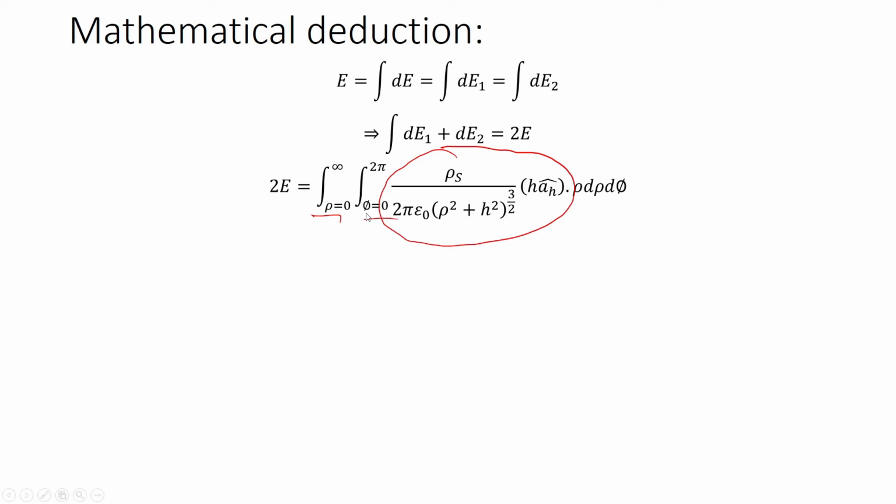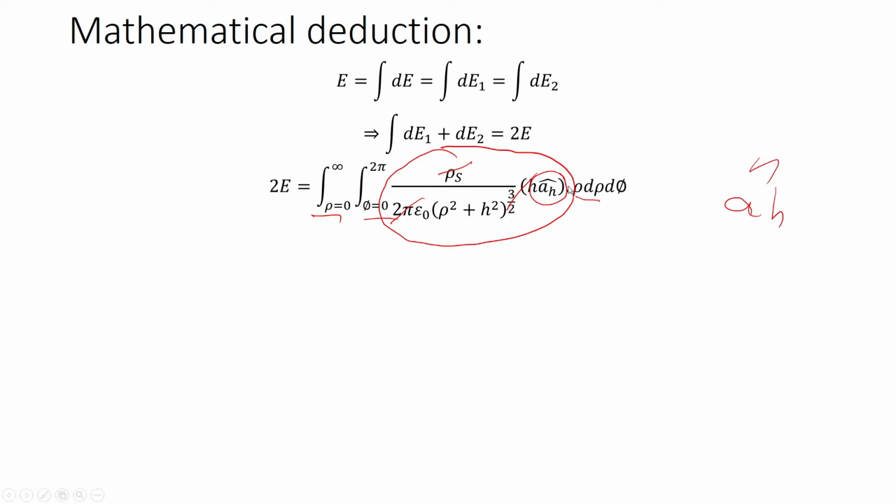Now, in this expression, if I take the independent terms aside, this is independent of both rho and phi. This h is independent. a_h cap is constant over the entire space, so I can take it out. This rho is not independent, d rho is not independent. Let us not integrate them for the moment.